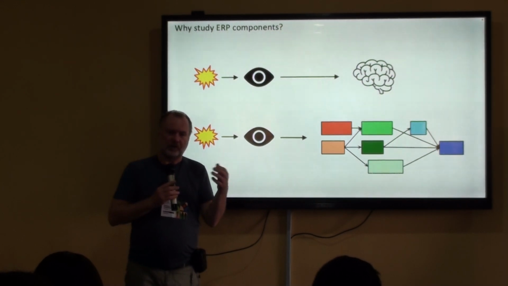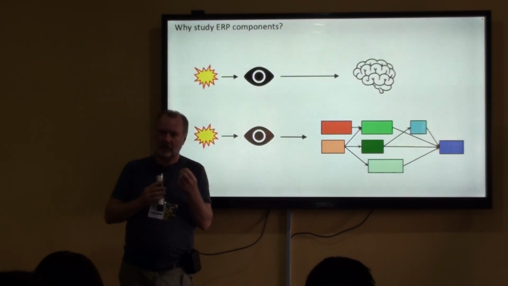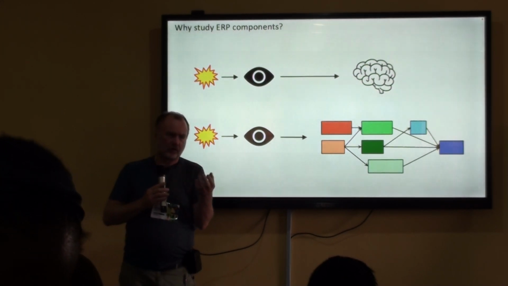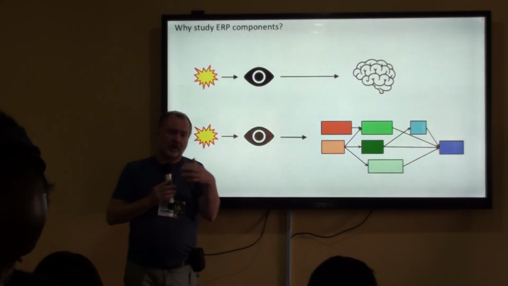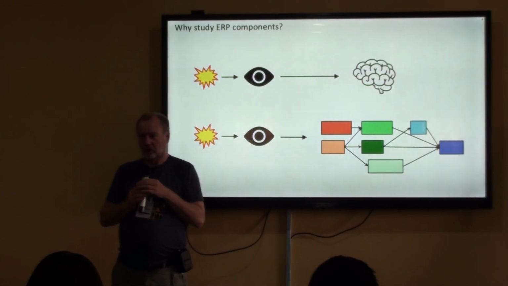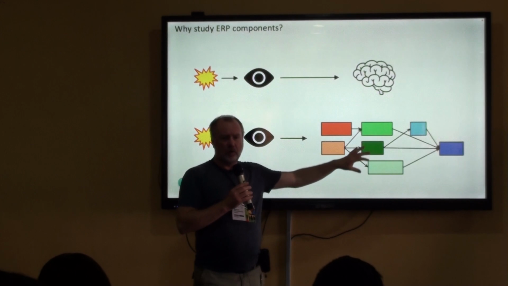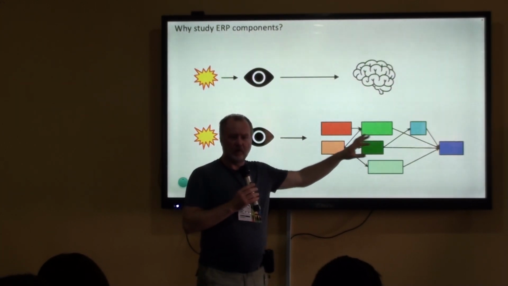Some might have to do with detecting the color, whereas another brain area might have to do with detecting the brightness, or whether it's moving or not, or whether it's something that you should respond to or not. So when we're studying ERPs, we're trying to disentangle the complex pattern of brain activity that follows the stimulus.